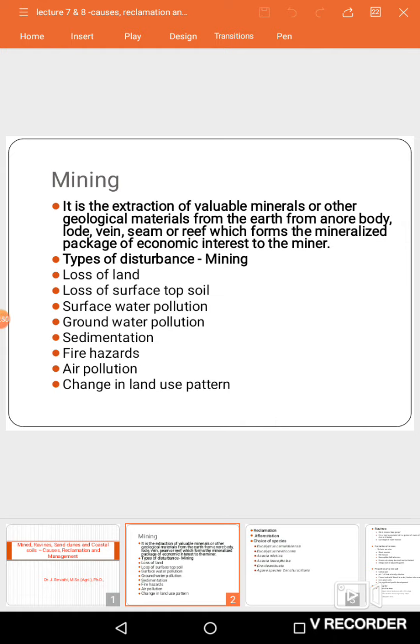And also because of these mineral particles or heavy metals there may be a chance of fire accidents, and because of erosion or fires there may be a chance of air pollution also.